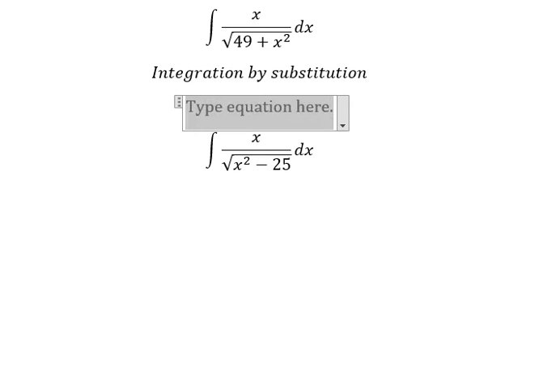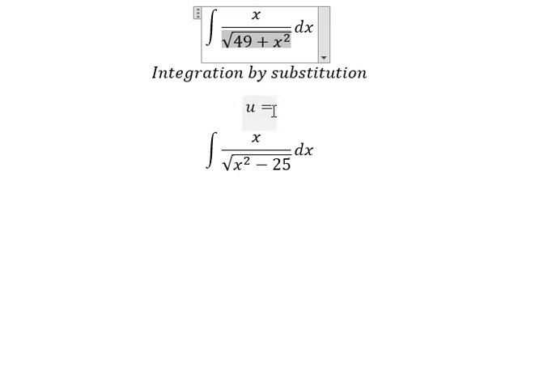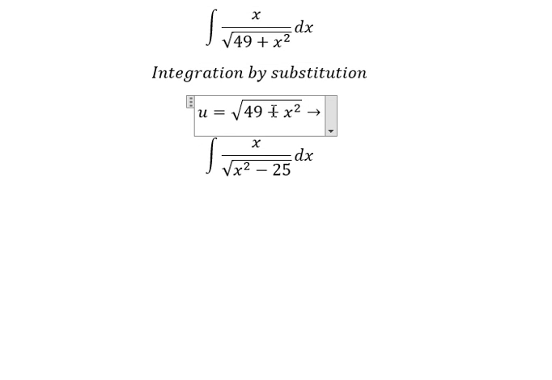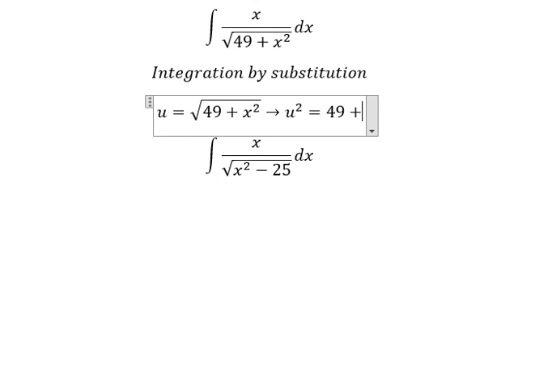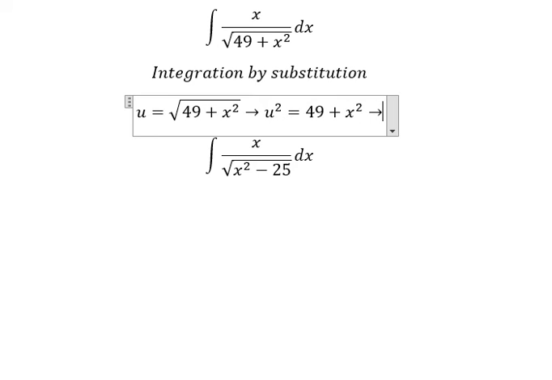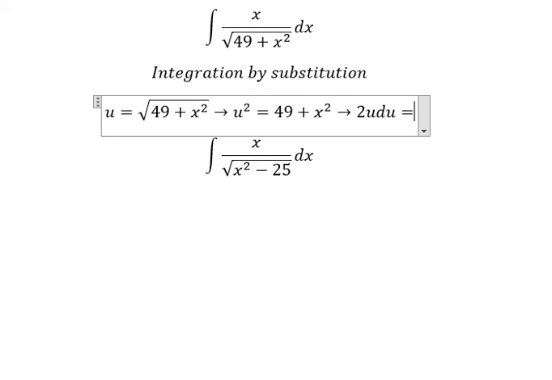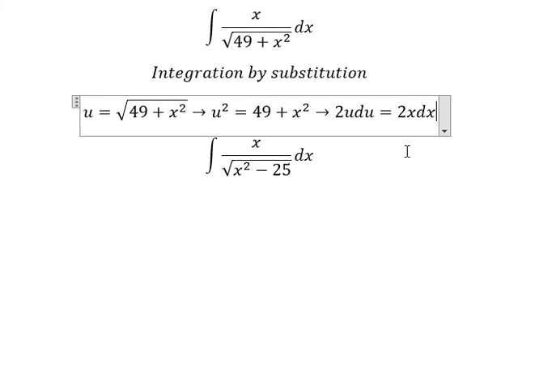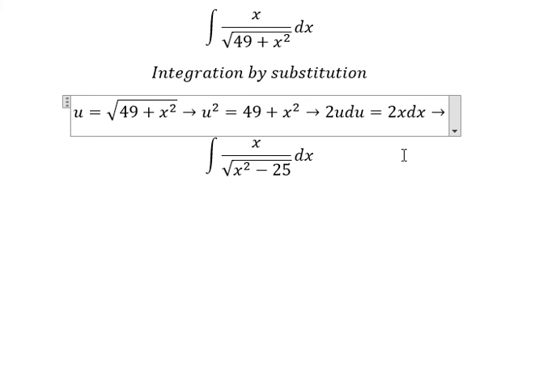So I will put u equals to this one. So we put the square for both sides to cancel the square root. Next, we first do the derivative for both sides. First, the derivative of u squared, you get 2u du. The derivative of s squared, you get 2s dx. Later, we divide both sides by 2.